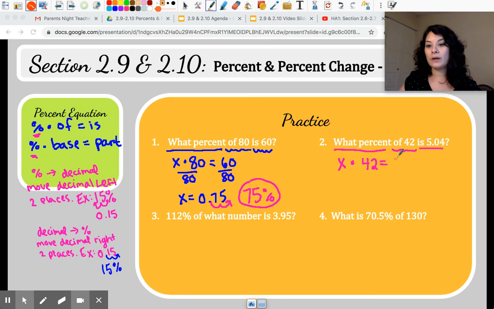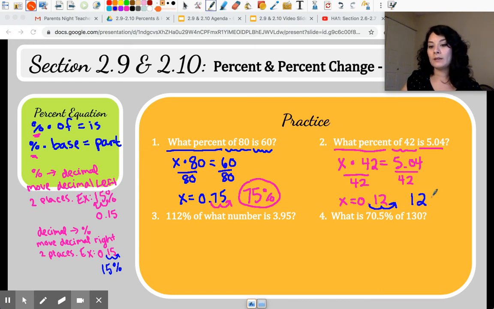I know the is value is 5.04, and I solve for the value of my variable. It's a one step, so I can just divide both sides by 42. And when I do that, I'm going to get 0.12. So again, this is technically in decimal format because I'm solving for the percent, I get a decimal. So I have to take that decimal and move it 2 places to the right and throw a percent symbol afterwards. 12% is my answer here.